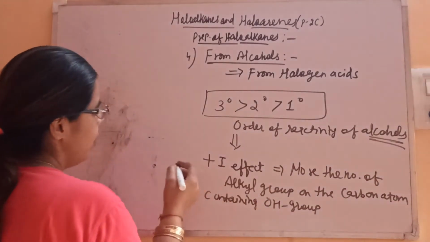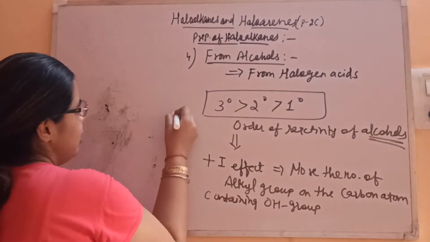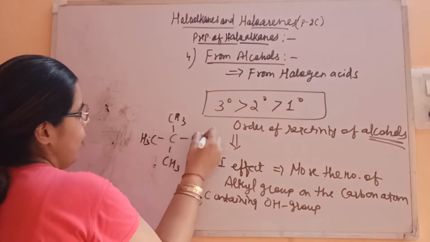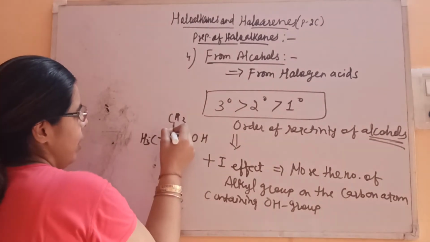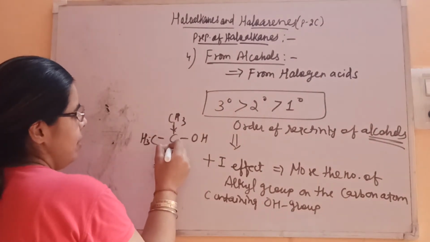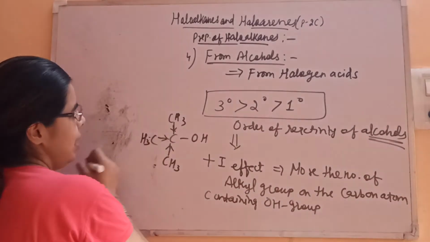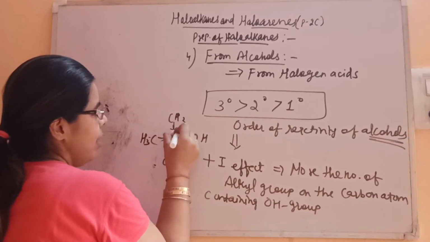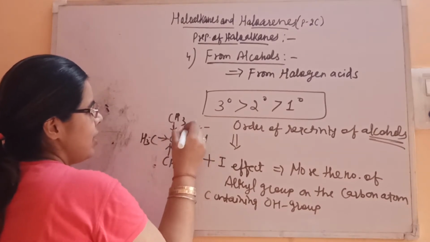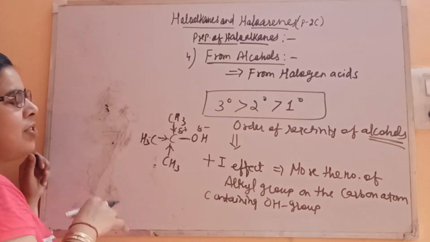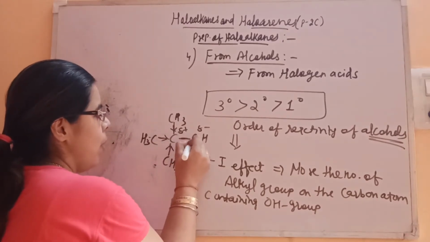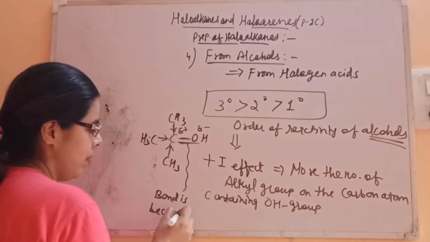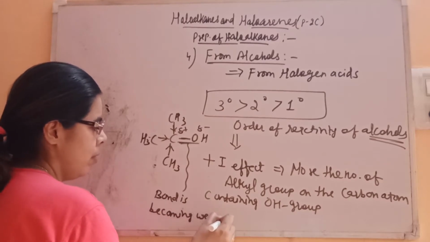Like if I show you in case of 3 degree alcohol, this is more reactive, no? That's why I am showing here. So this is releasing electrons towards carbon. This is releasing electrons towards carbon. This is also releasing electrons towards carbon. So hereby the partial positive charge is getting decreased, weakening this bond. The bond is becoming weaker due to plus I effect.